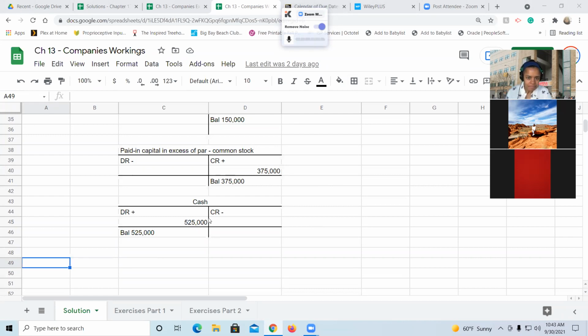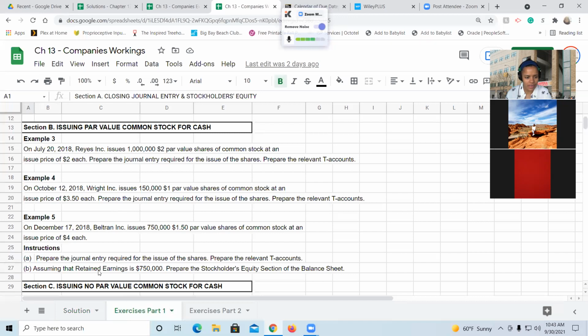All right. So what's next now? Let's do the next example, but I'm going to switch it up a little bit. I'm going to ask you guys to do the first part. You don't have to do the T accounts if you're not feeling comfortable, but I am going to ask you to do the journal entry. So I'll read it with you, and then I'll give you a few minutes to do it.